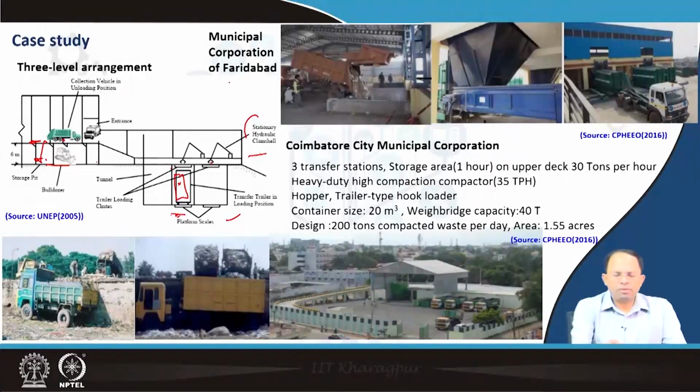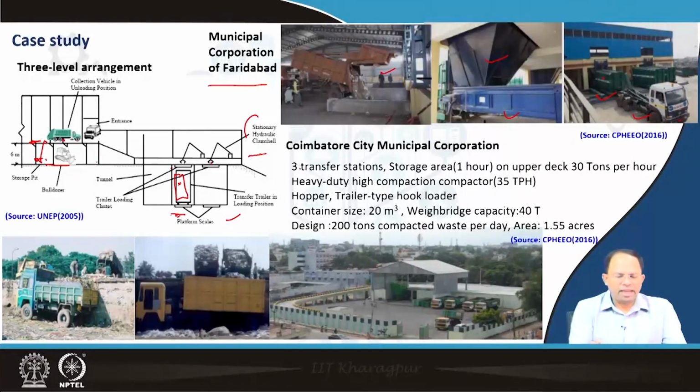So these are some images from the Municipal Corporation of Faridabad. You can see that this is how the garbage is being unloaded into the hopper, and this is how the hopper looks. This is the compactor below it, and then this is the container which is being loaded by this particular compactor, and this is being lifted into this particular vehicle and then carried forward to the landfill site.